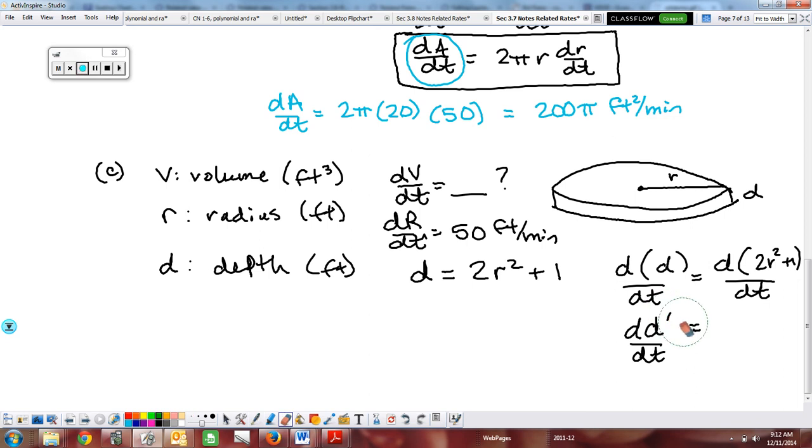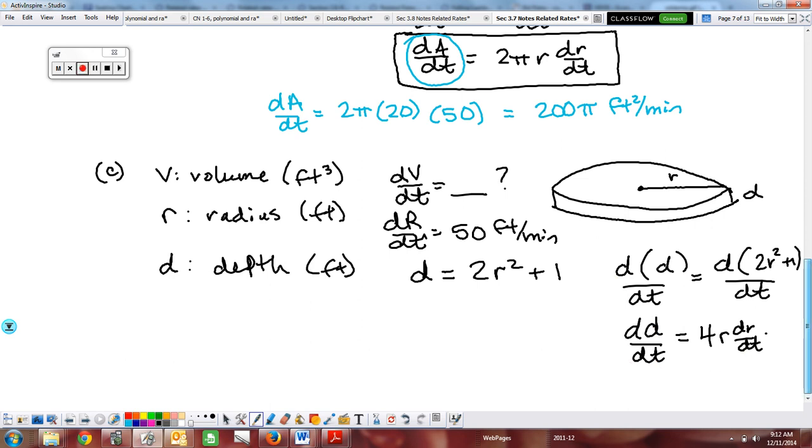When you're looking at this, you might not have been directly given a rate, but I can get dD/dt. I know that its formula is going to be 4r dr/dt plus 0, because that's going to go away. So I'm writing down my information: my variables, and here's my information on my rates.